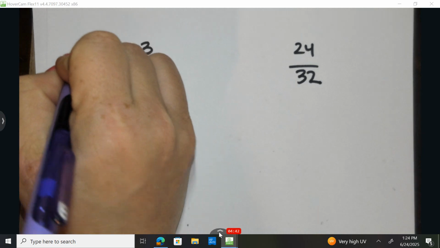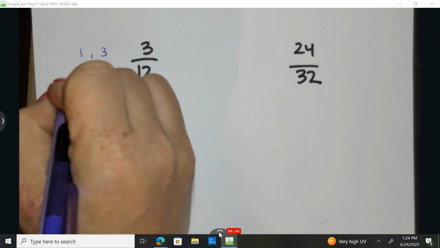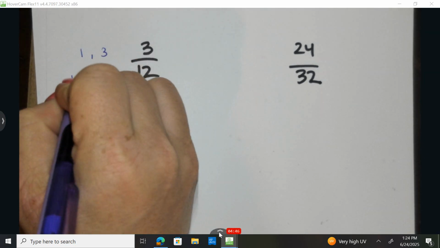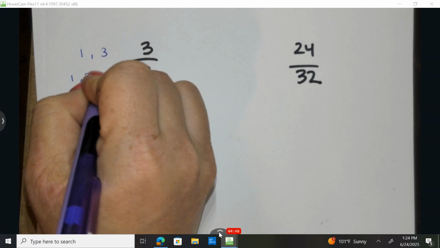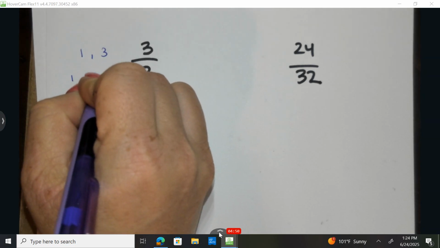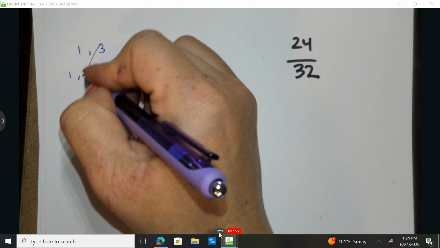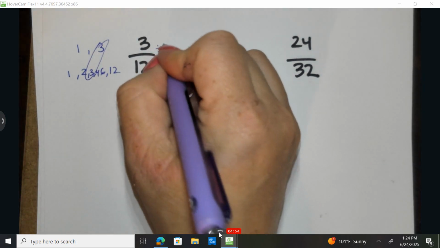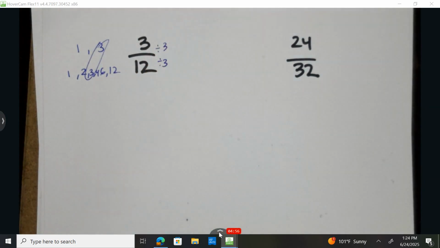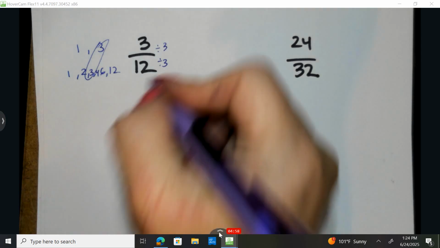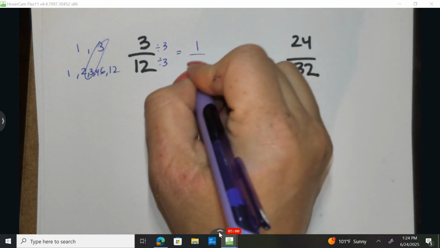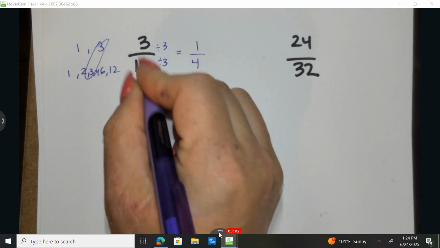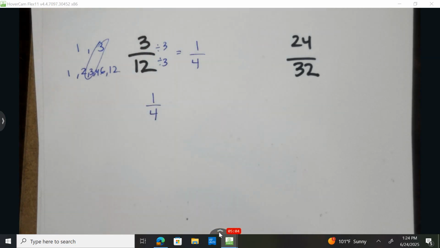So factors of 3 would be 1 and 3. Factors of 12 would be 1 and 12, 2 and 6, and 3 and 4. And we can see the largest common value is 3. So I'm going to divide the numerator and the denominator by 3. That's the GCF, greatest common factor, and I end up with 1 over 4. So 3/12 reduces down to 1/4.